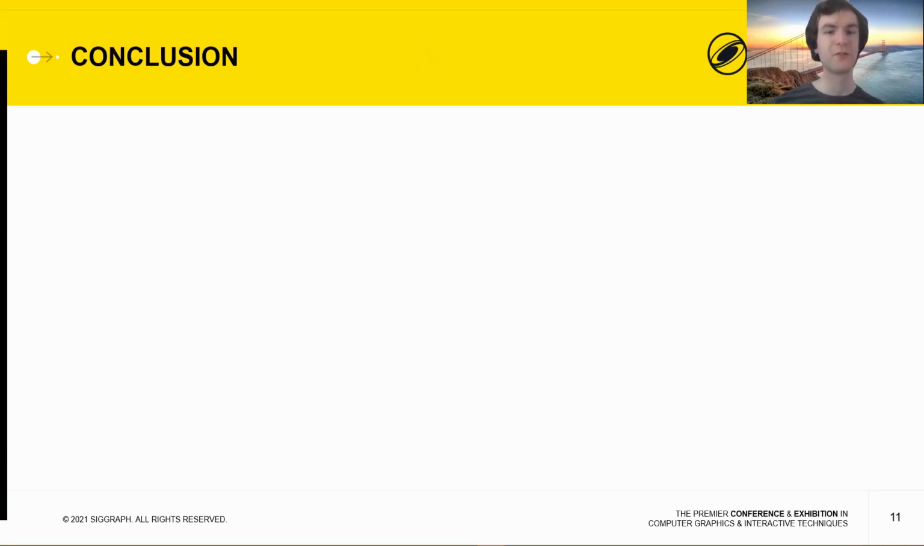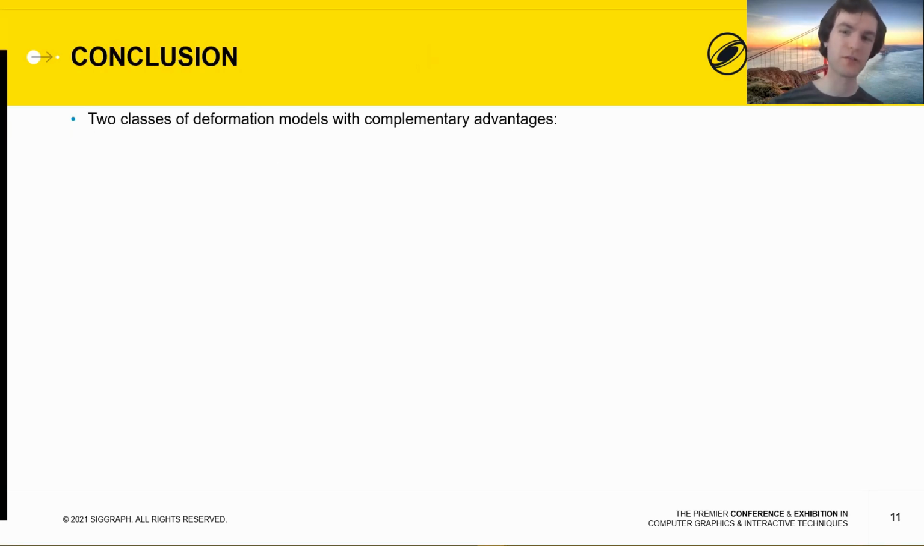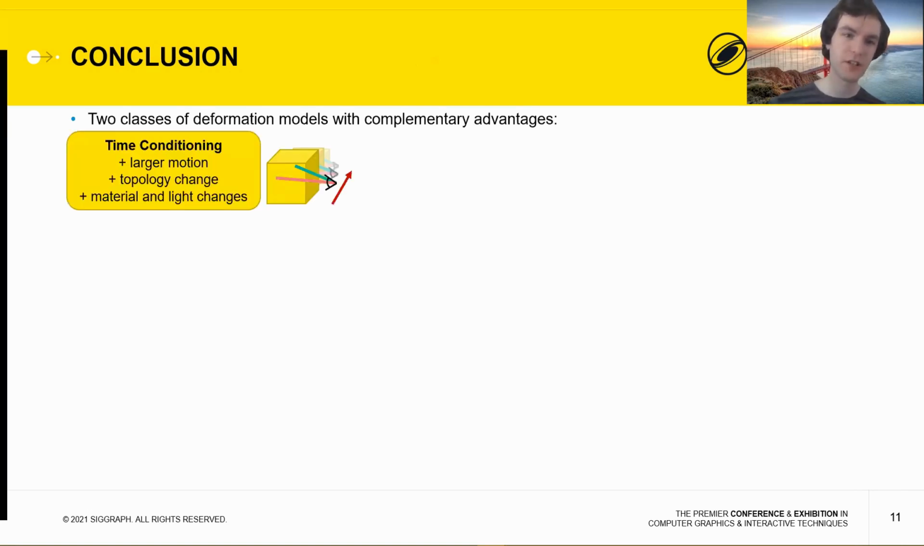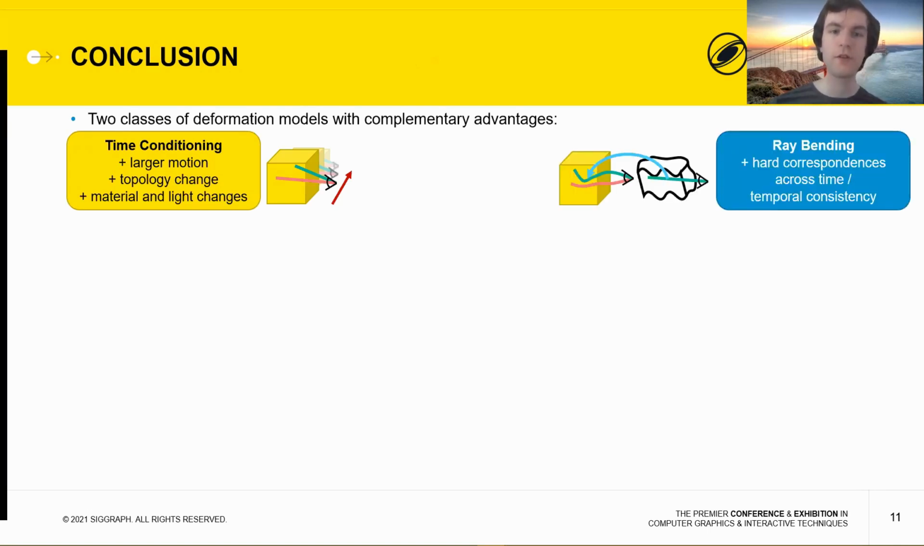So, to conclude, in this talk, I presented 2 classes of deformation models with complementary advantages. Time conditioning, which allows for larger motion, topology change, and material and light changes, and ray bending, which has hard correspondences across time and therefore temporal consistency by construction.